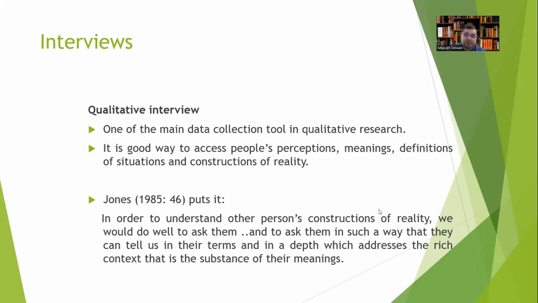Jones said, in order to understand people's construction of reality, we would do well to ask them, and to ask them in such a way that they can tell us in their terms, in a depth which addresses the rich context, that is the substance of their meanings. So sometimes you have to talk to people, because when you talk to people, whatever observations you've done get validated, or you get triangulation of whatever observation you've done. You may have observed, but when you talk to people, you get much deeper meanings. And sometimes you will realize your observations were wrong.